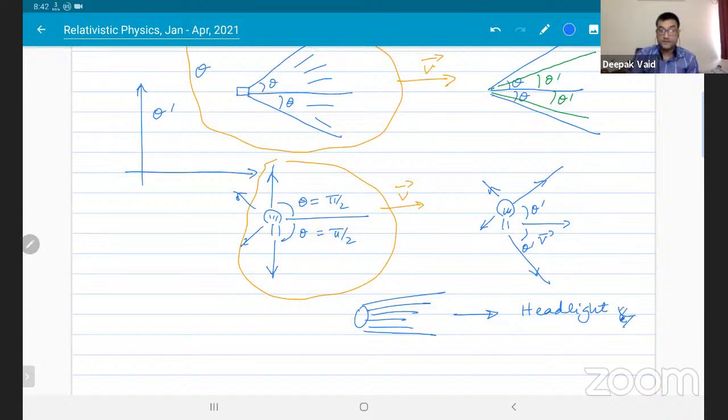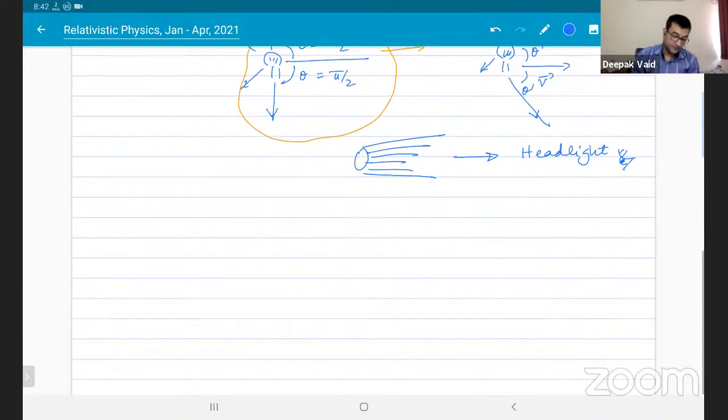All right. And then we will talk more about the distribution of the power that is emitted as a function of angle. We'll talk more about that in a later class.